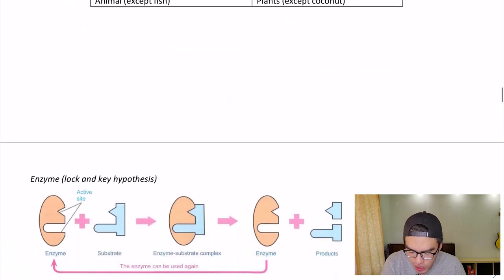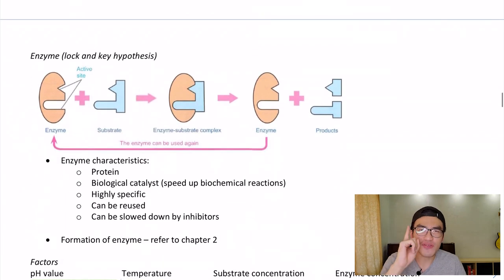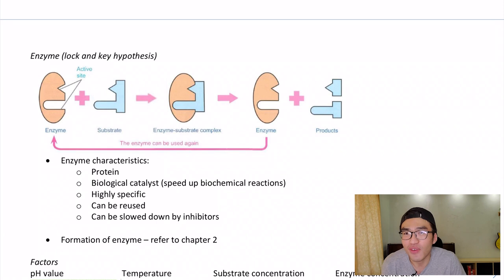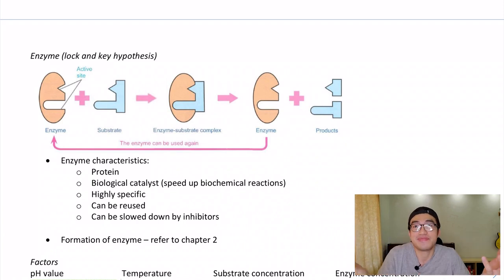Moving on, let's go into our enzyme. There is a very important keyword for enzyme, that is your lock and key hypothesis. Why is it a hypothesis? Because no one has seen this before. No one has proved this before, because enzyme is really small. That's why we call it a hypothesis. Maybe someday you can prove it, you can get Nobel Prize.